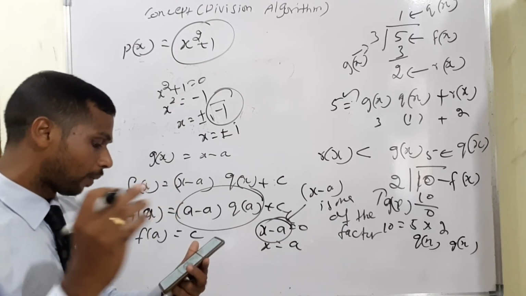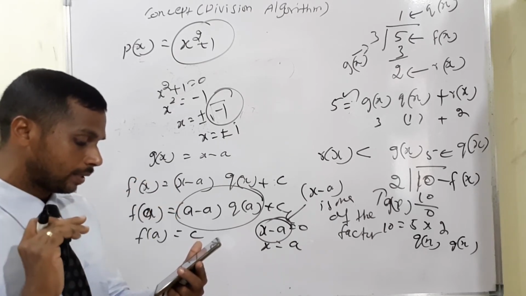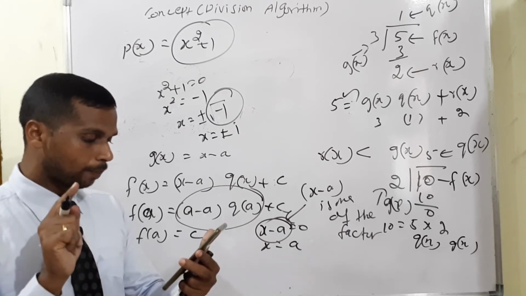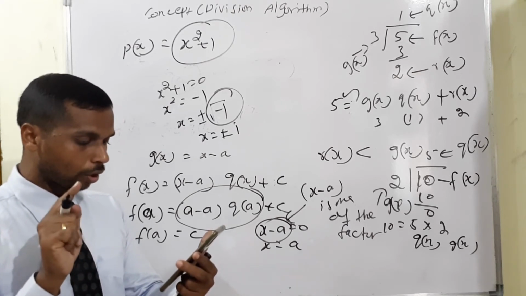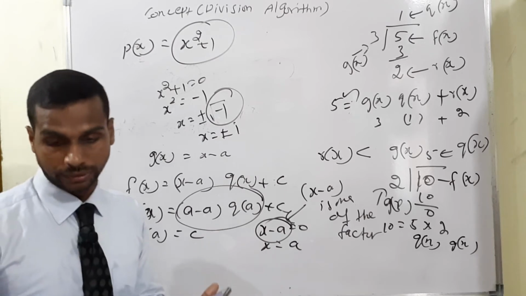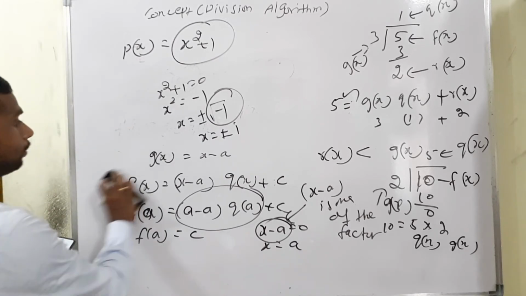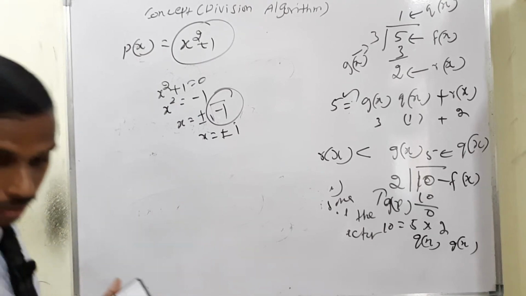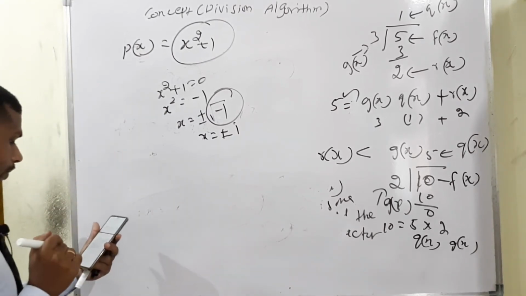Then the second point, we have already discussed: the rational coefficient condition. Suppose P of x is a polynomial function having rational coefficients. So, what does rational coefficient mean? What are the main terms?